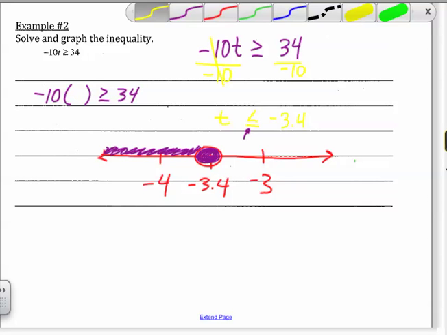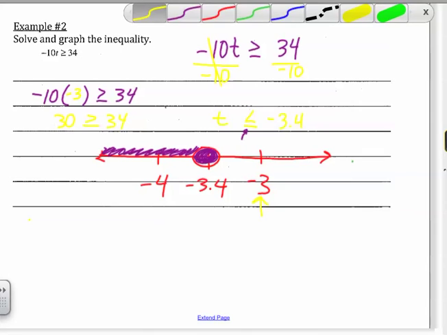What if I put in negative 3? Now, what do I get, Justin? Negative 10 times negative 3. Positive 30. Is that greater than or equal to 34? No, and we know because it's not in the shaded area, is it? Okay, so it doesn't work.